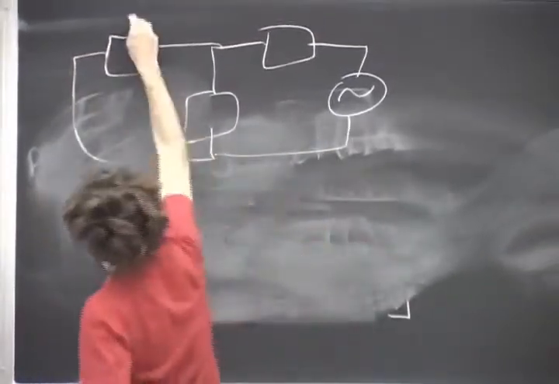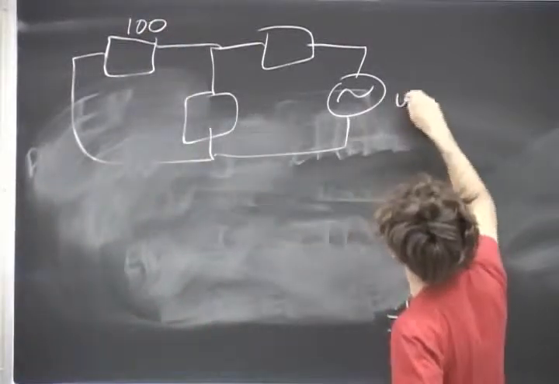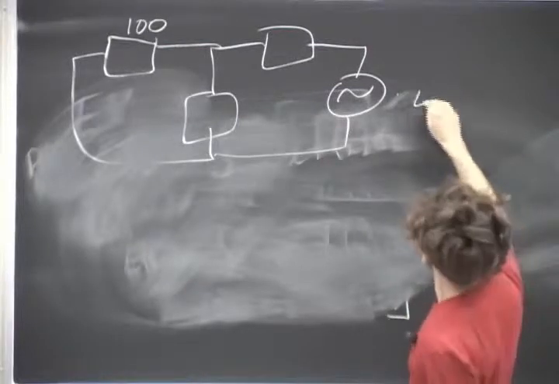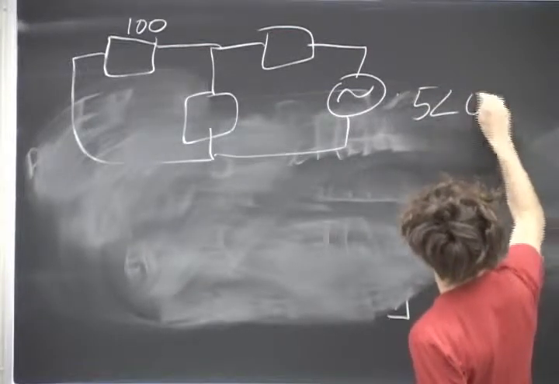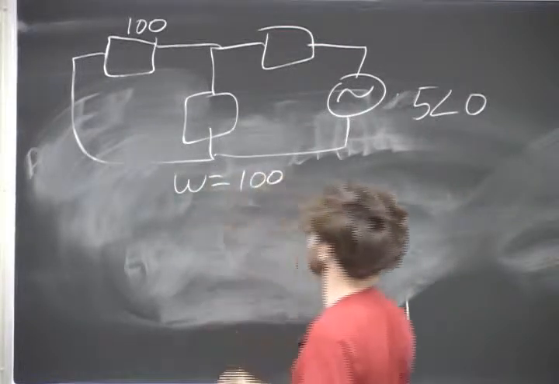Okay, so this is 100, right? What's this guy going to be now? So this is omega. So what's this source turn into, first of all? Okay, and we'll just say omega equals 100 here, right? So for bookkeeping reasons.